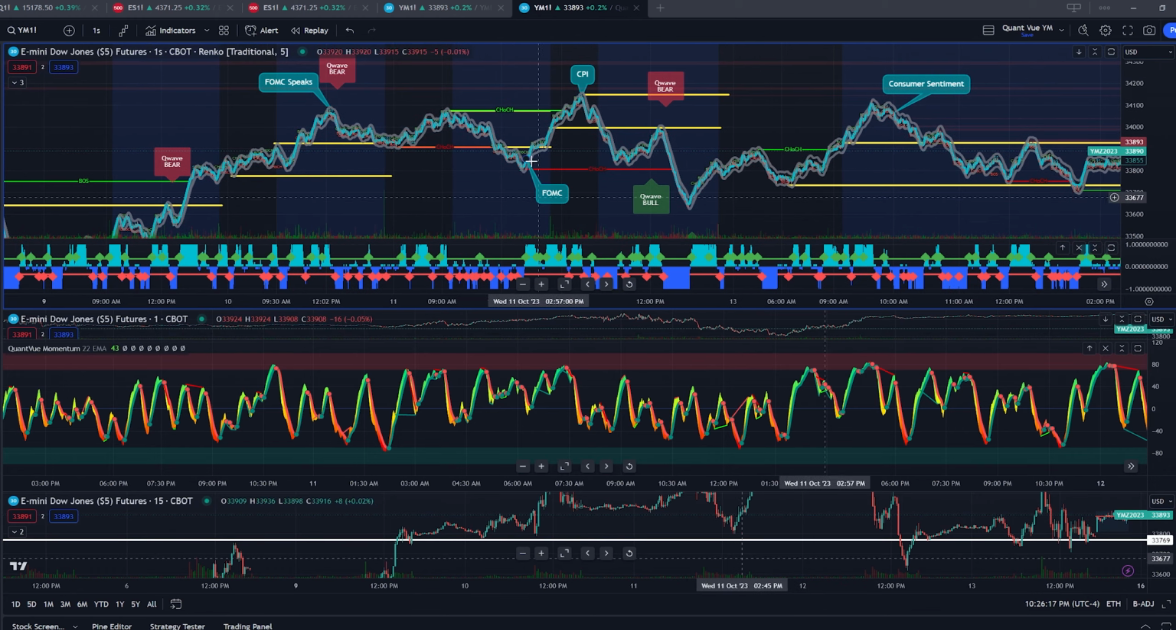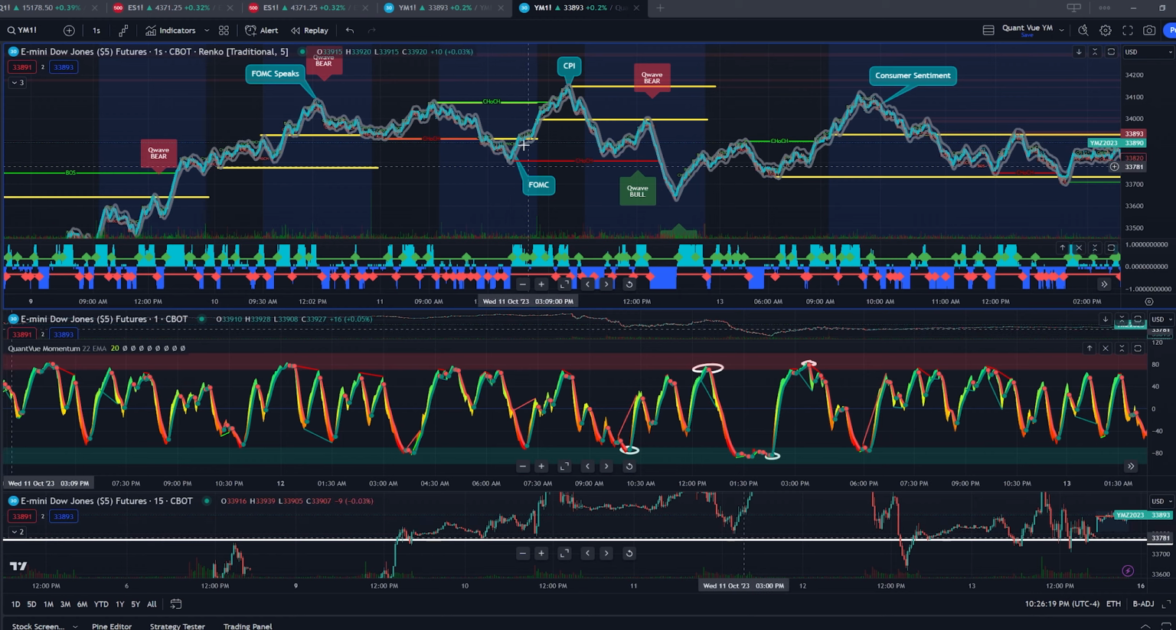I don't know if this is data or speaking. I don't remember. But we get no bull or bear signals. If you wanted to trade the FOMC, where are you going to trade it to? You're going to trade it to the yellow line. Take one contract off, move your other contract to break even, and you could have potentially ridden that up to about here.